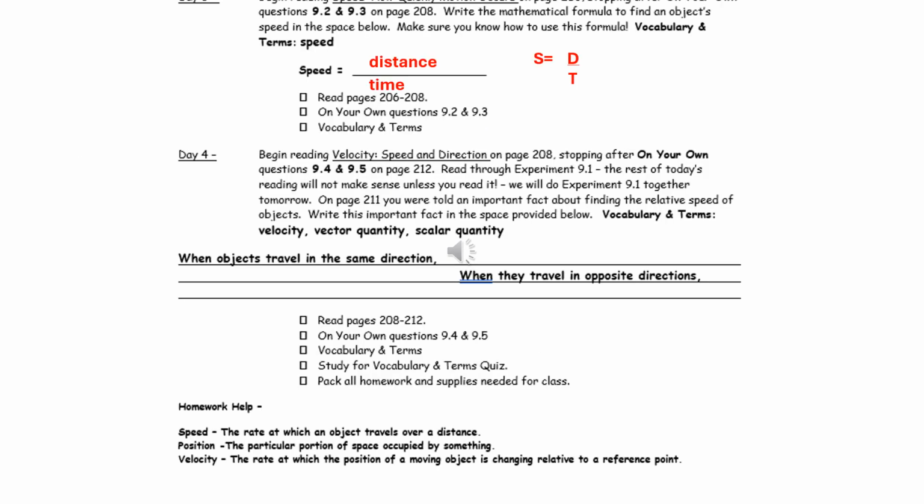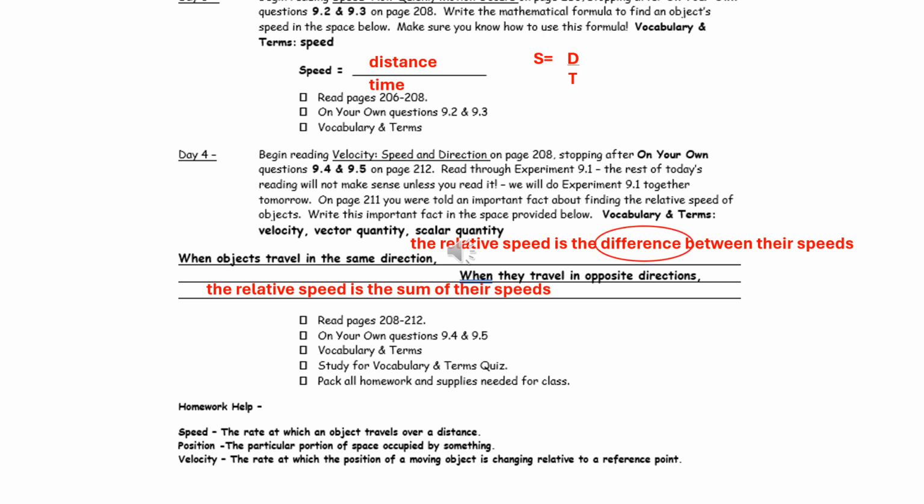All right, this past week you also read about the relative speed of objects. And so you were supposed to fill in that when objects travel in the same direction, the relative speed is the difference between their individual speeds. Meanwhile, when they travel in opposite directions, the relative speed is the sum of their individual speeds. So, keeping in mind that difference means in math that you are supposed to subtract.